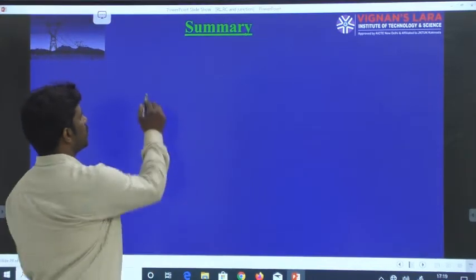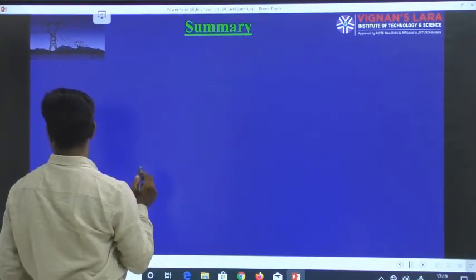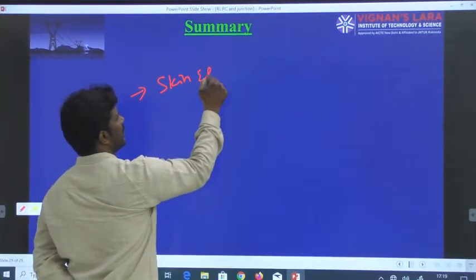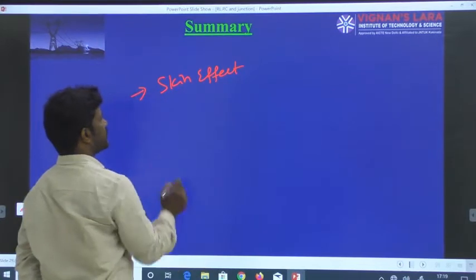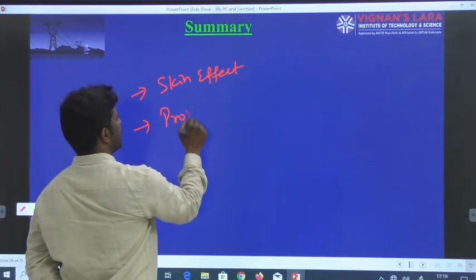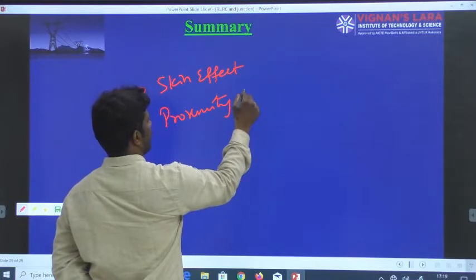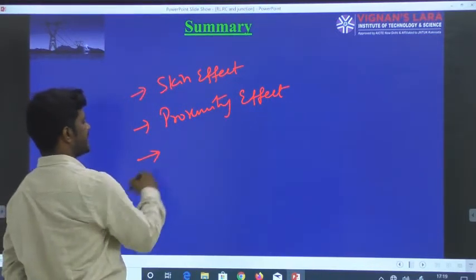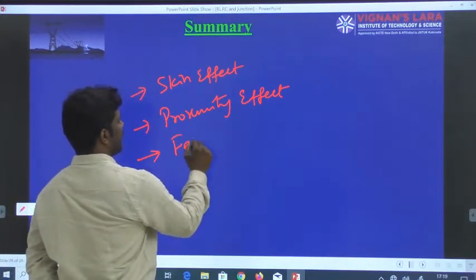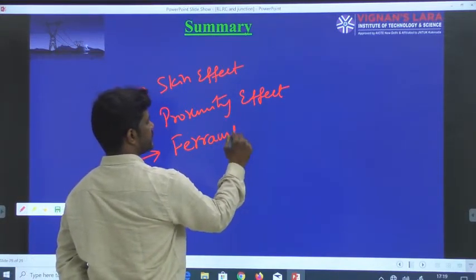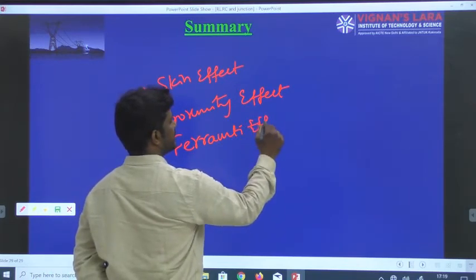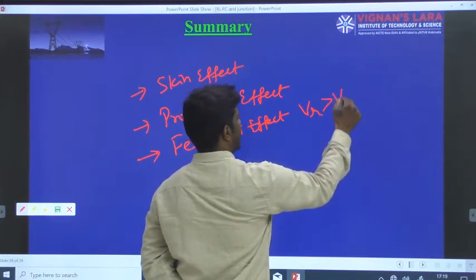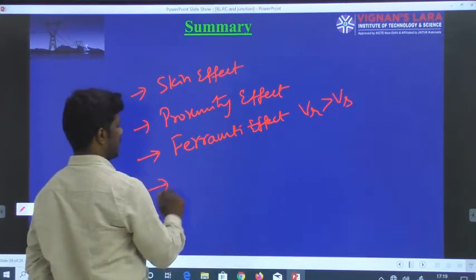So the summary. In this class we have observed 4 factors called skin effect, the non-uniform current distribution, proximity effect due to the mutual flux linkages, and next Ferranti effect, where we can observe that the receiving end voltage is greater than the sending end voltage, and the last one, corona.